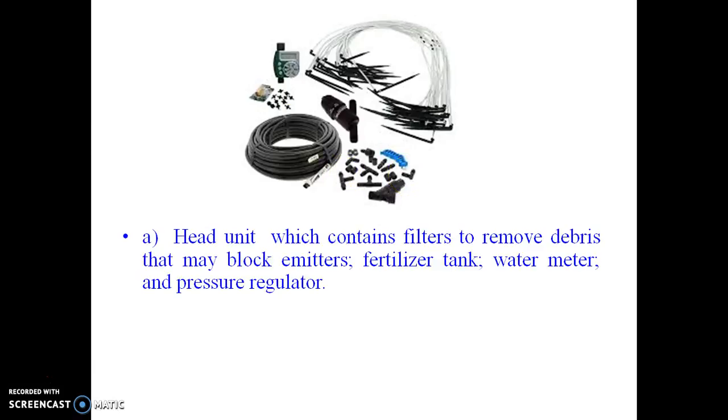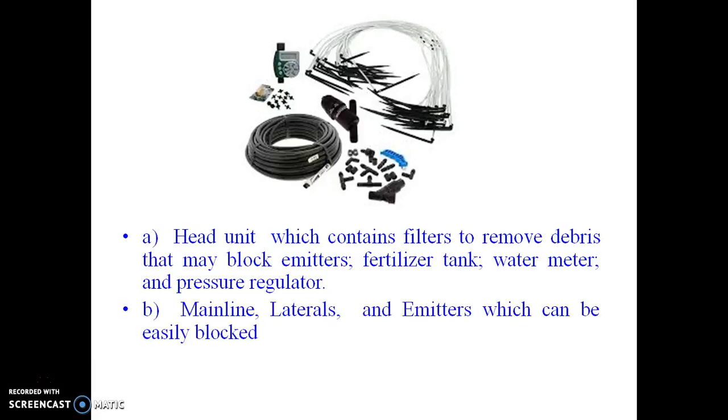So the head unit where the main line is starting should have some filter to remove the debris which is coming out of maybe unclean water. And you can also have a fertilizer tank so that you can mix the chemical fertilizer along with the irrigation water. It's called fertigation. Fertilizer application through irrigation is called fertigation. And you can have a water meter and pressure regulator to control the flow rate.